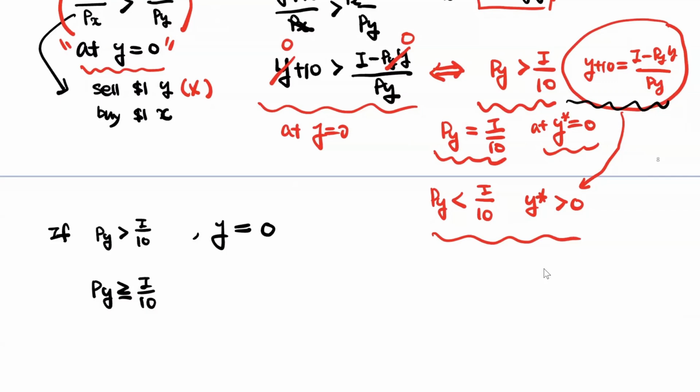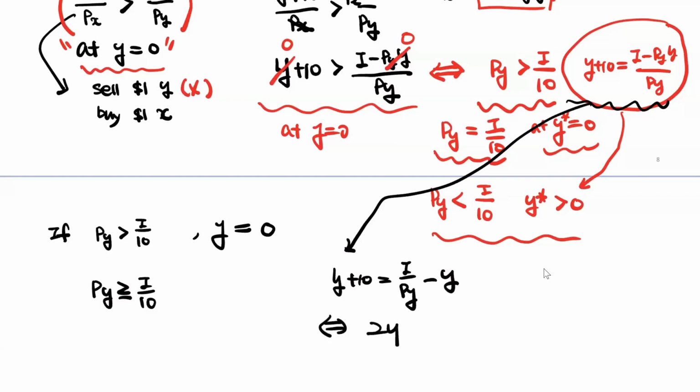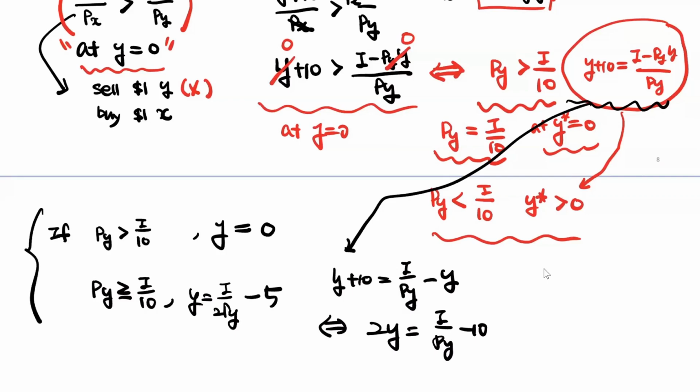So just rearranging this equation in terms of y, it's going to be y plus 10 equal to I divided by py minus y. 2y equal to I divided by py minus 10. And therefore, in this case, y is equal to I divided by 2py minus 5. So these are the solution that maximize the utility.